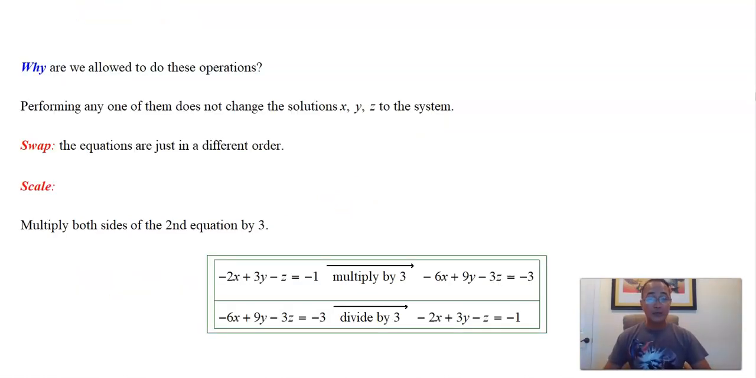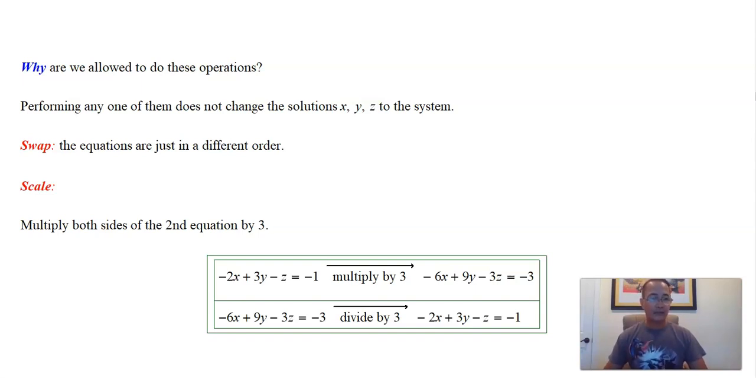Now, before we actually solve this system, let's talk about why we are allowed to do these 3 operations. That's because if you perform any one of these operations, you do not change the solutions x, y, and z to the system. Why is that? Well, for a swap, you just rearrange the equations. So they're essentially the same equations, just in a different order. So any solution before is still a solution to the new system.